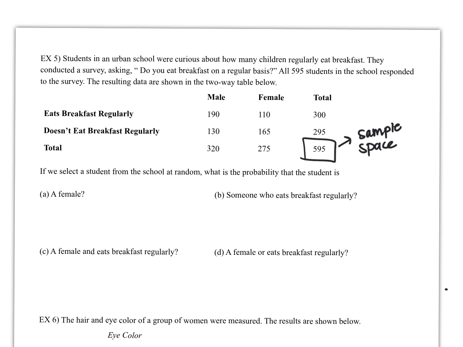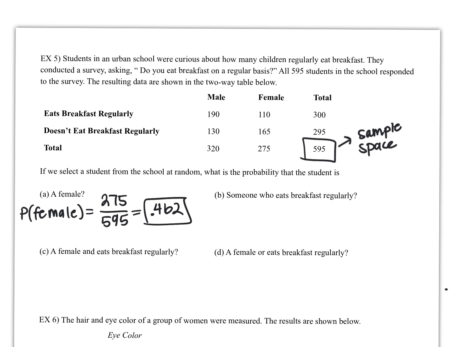So looking at our first probability, if we select a student from the school at random, what's the probability that the student is a female? So we are going to look at the total for our female column, which is 275 over our sample space, 595. So 275 over 595, fractions this big, you can write a decimal, 0.462.